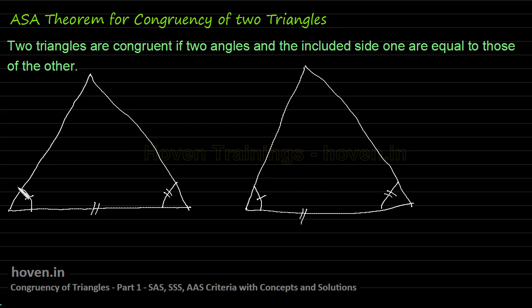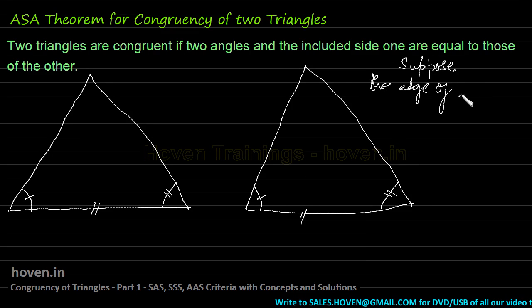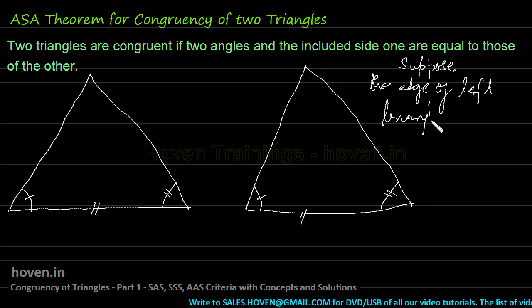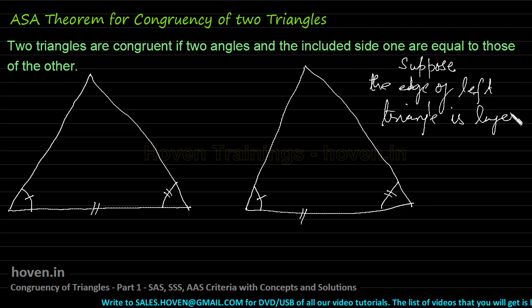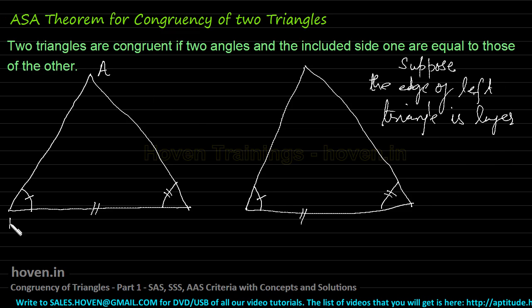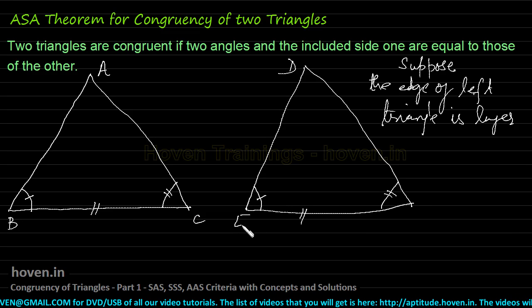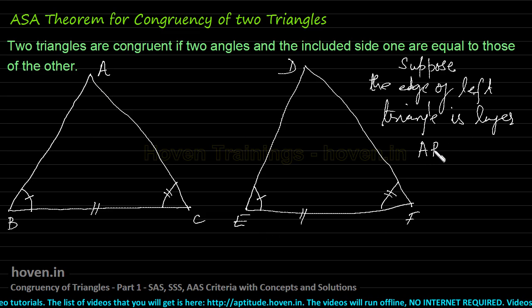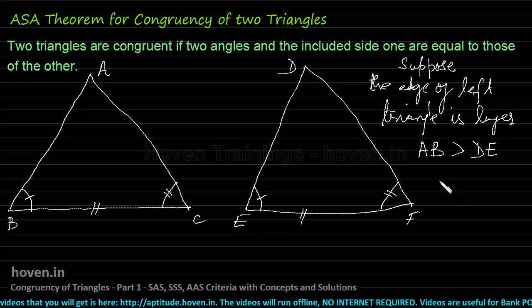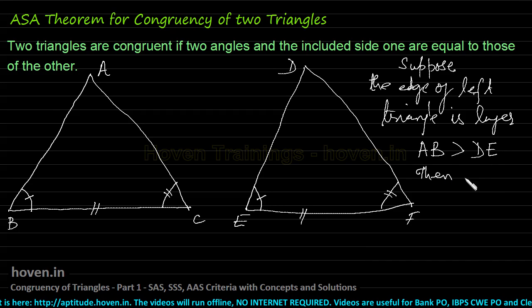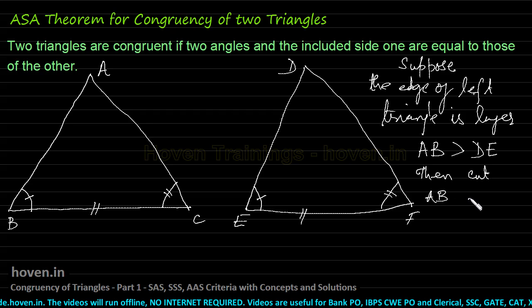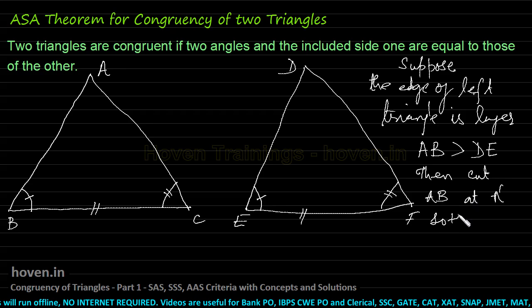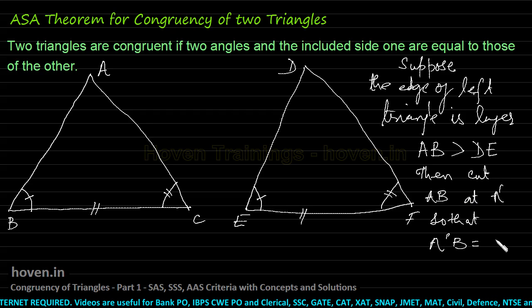Now I have to concentrate on this edge and on this edge. Suppose the edge on the left side, the edge of the left triangle, is longer. Let me draw their borders, their corners also, so that I can easily refer to them. Suppose that the edge of the left triangle is longer. So this means, let us suppose that AB is greater than DE. If AB is greater than DE, then cut AB at A dash so that A dash B becomes equal to DE.